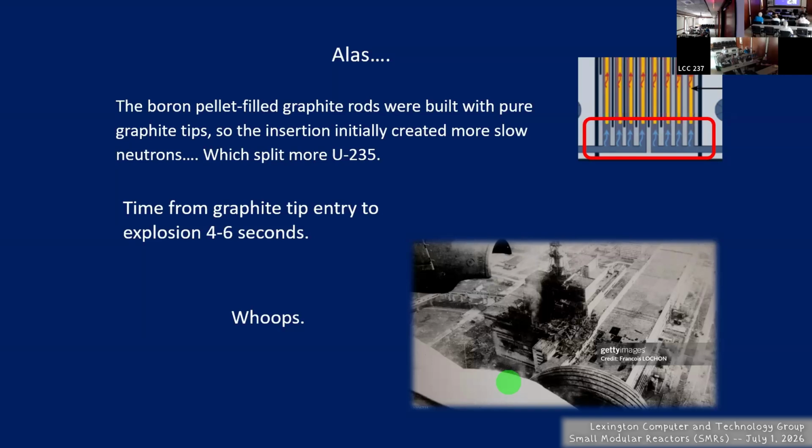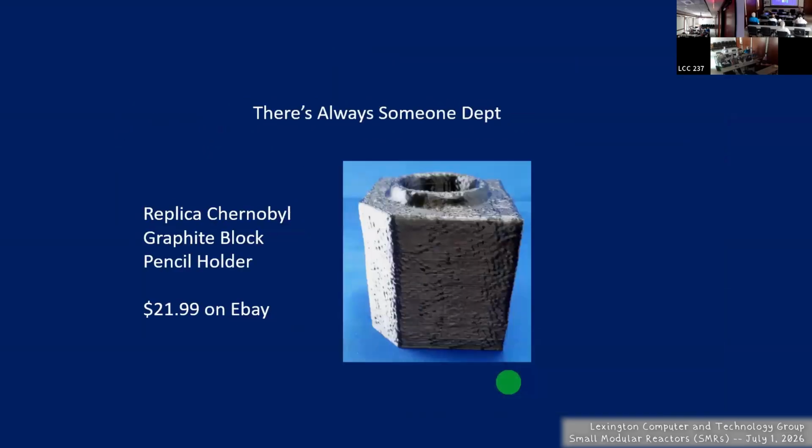Whoops. A big whoops. They didn't understand what they had. So this is called human error, plus the cultural thing of wanting to get the test done. Now, you can buy a replica Chernobyl graphite rod on eBay.